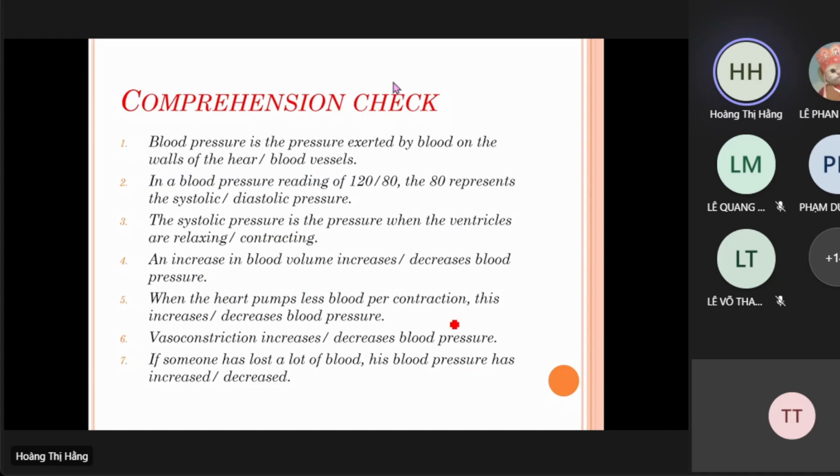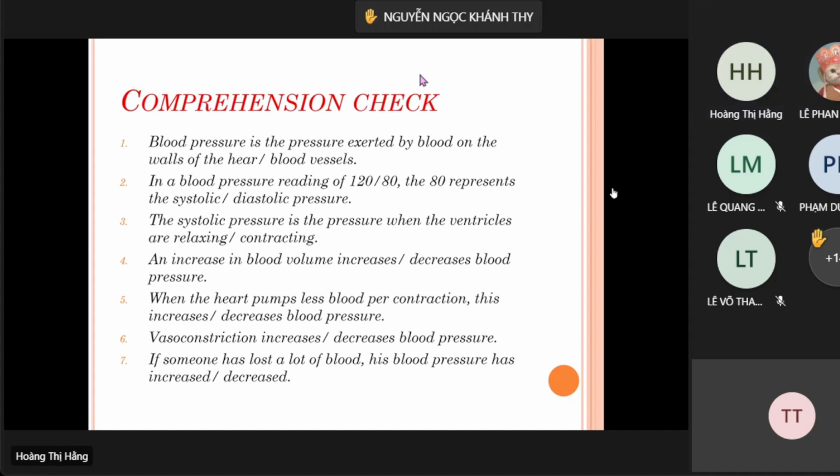Now, comprehension check. Comprehension check. My book is in page 195. Check cô là trang 195 nha các bạn. Now you have 5 minutes. Mình có 5 phút để hoàn thành cái phần này.